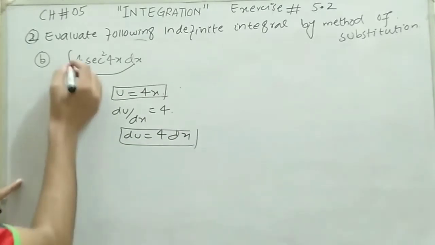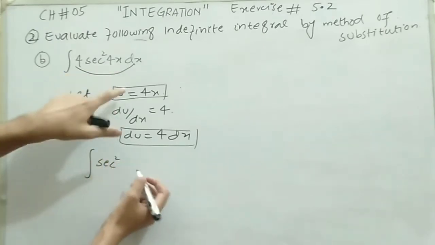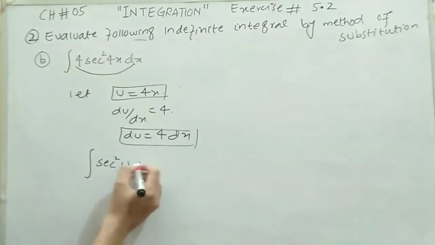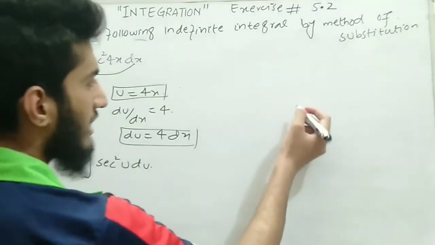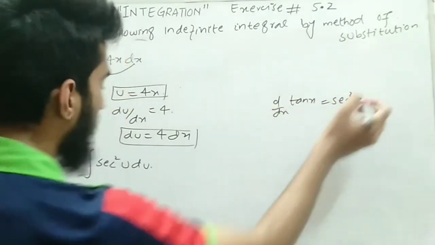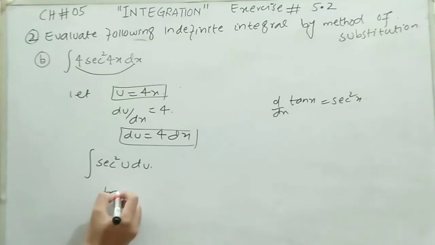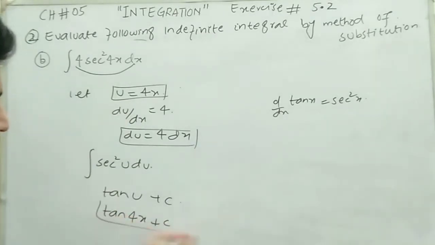Now put these two values in the given integral. So the integral of secant square 4x is actually secant square u and 4 dx is actually du. Now you know that the derivative of tangent x is secant square x. So here we have secant square u, and its integration will be tangent u because these are opposite phenomena. So tangent u plus constant of integration. Now replace u with the given 4x. So it becomes tangent 4x plus constant of integration. This is the required integration, because if we differentiate tangent 4x, the derivative of tangent is secant square 4x and the derivative of 4x is 4, so it gives us again 4 secant square 4x dx.